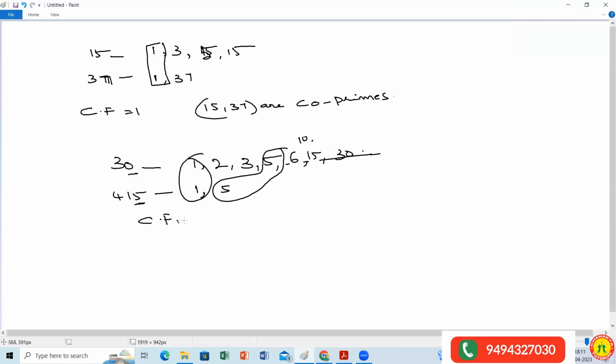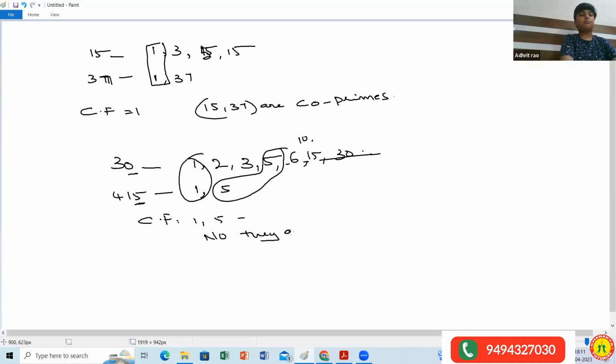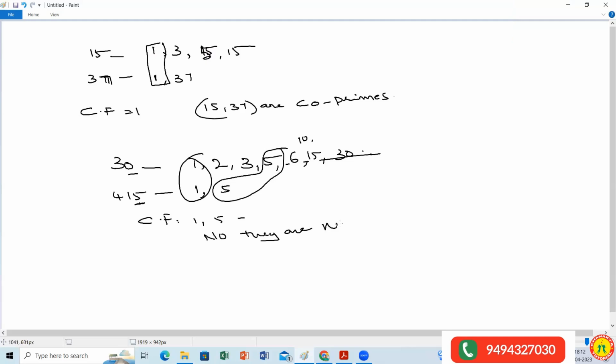Ma'am, can we say these are co-primes? No, ma'am. They are not co-primes, because 5 is coming. Yes, 5 is common in both the numbers. They are non-co-primes. They are not co-primes. Their HCF is not 1.